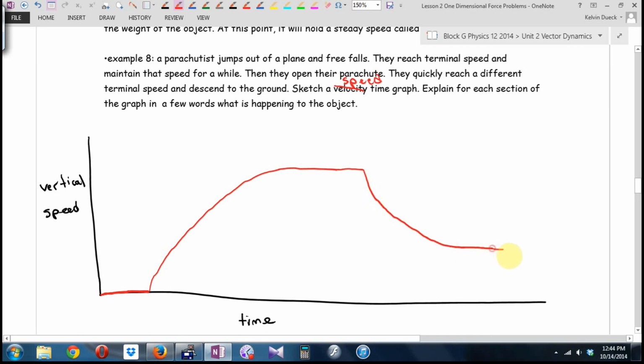Parachute drifts for a while. And then I get to the ground. Once I hit the ground, what happens to my speed? Something like that. My time scale is all whacked because I have free fall taking longer than the actual drift down. I'm just interested in the shape. Does that make sense? Okay. It says explain for each section of the graph in a few words what's happening to the object. I think we did as we did this together, so I think we're good.